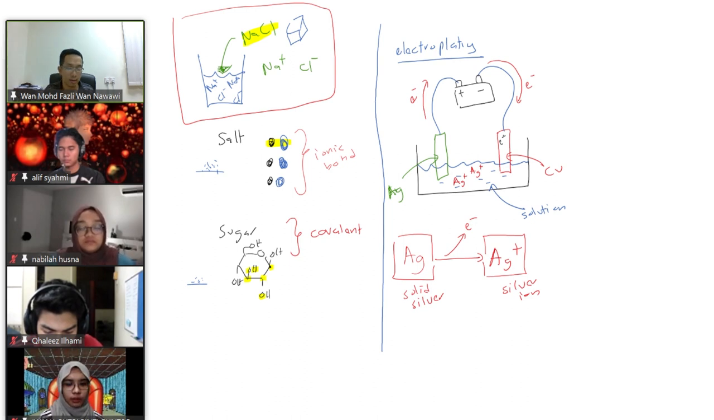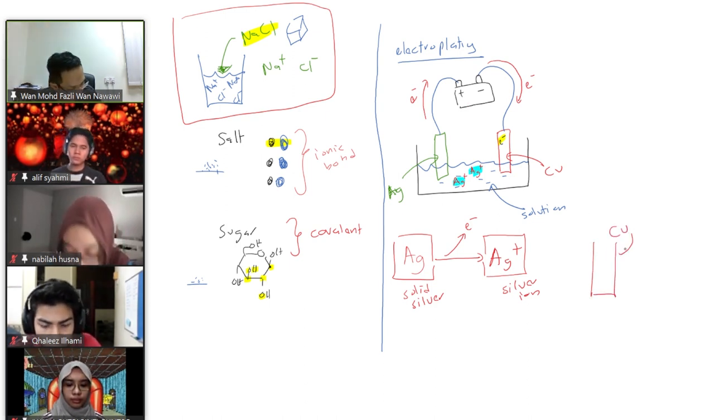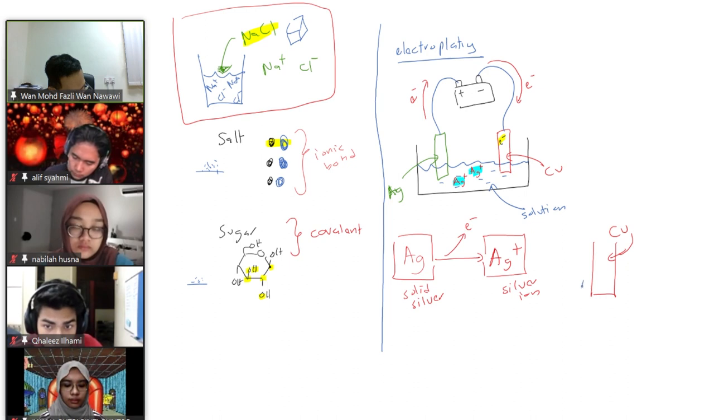So now the copper here has extra electrons. Because there are silver ions in the water, and there are extra electrons on the copper, what will happen? They will connect, because you have negative and positive charges. So what happened now is that this copper will attract the silver ions, so the silver will be here, attracted to the copper.